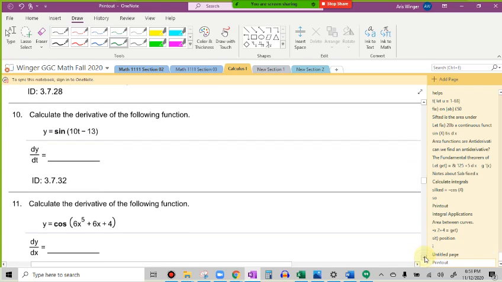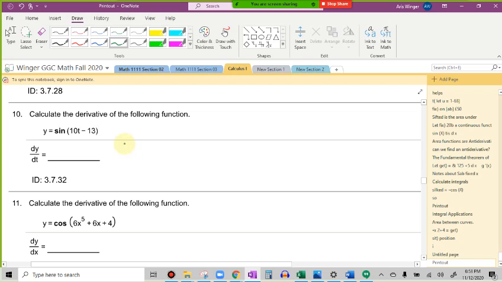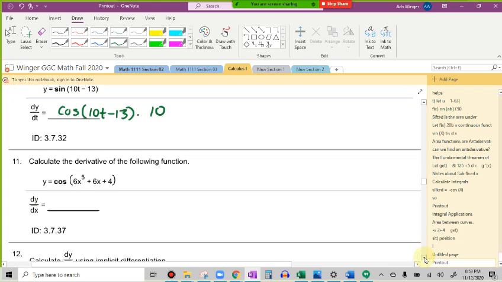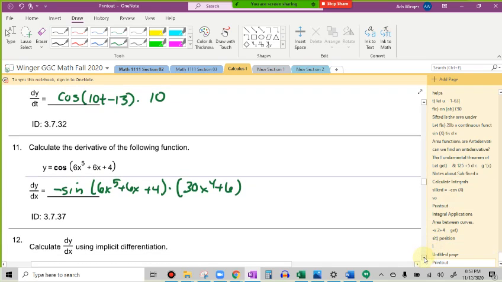Got to make sure you know your trig derivatives as well. So we hit a couple of those. The derivative of sine of 10t minus 13 is cosine of 10t minus 13 times the derivative of 10t minus 13, which is 10. Uh-oh, I feel like some of y'all are ready to take this thing now. The derivative of the cosine of 6x to the 5th plus 6x plus 4 is negative sine of 6x to the 5th plus 6x plus 4 times the derivative of that, which is 30x to the 4th plus 6. All right, so using the chain rule on trig functions.